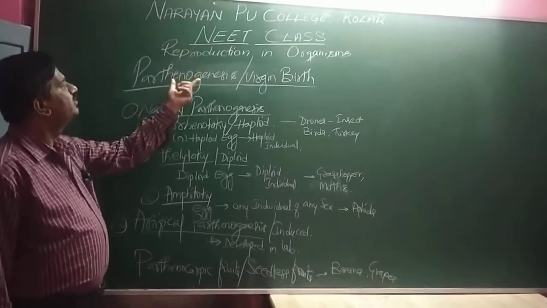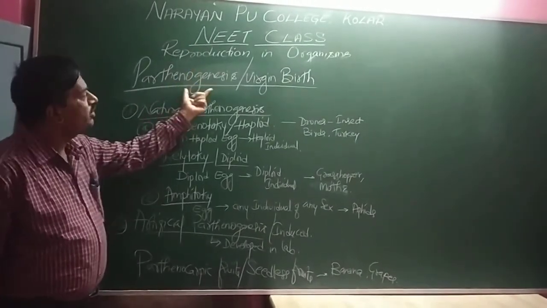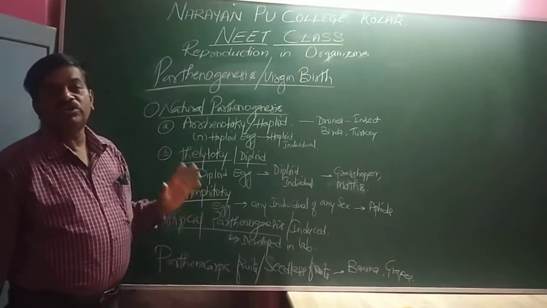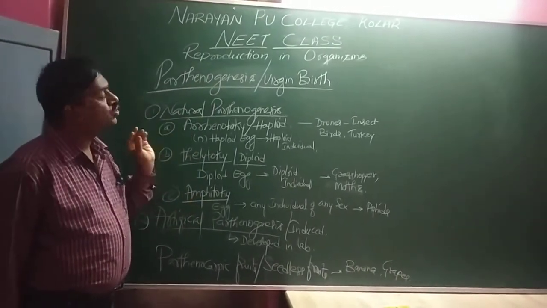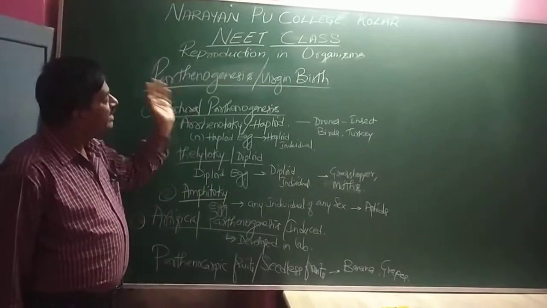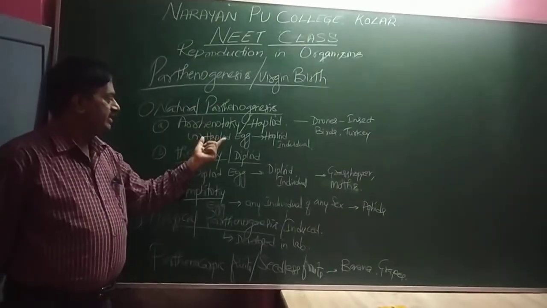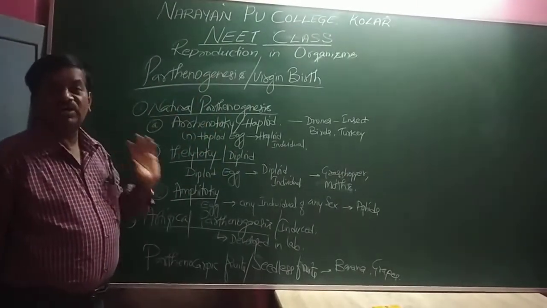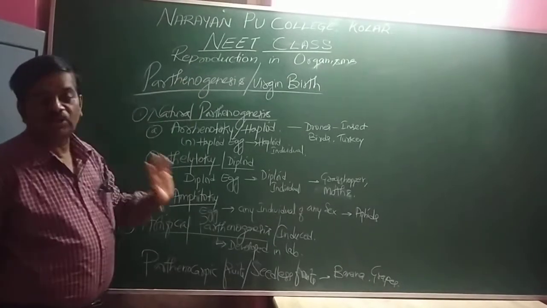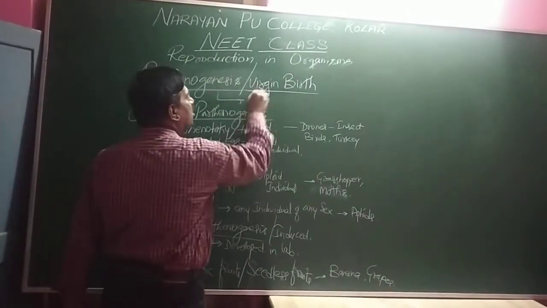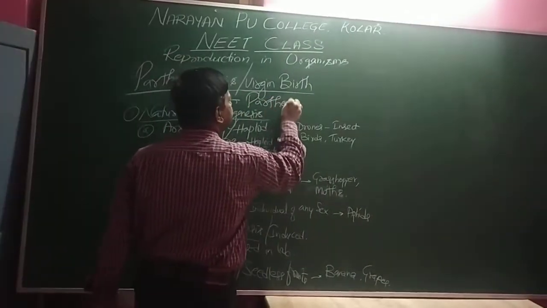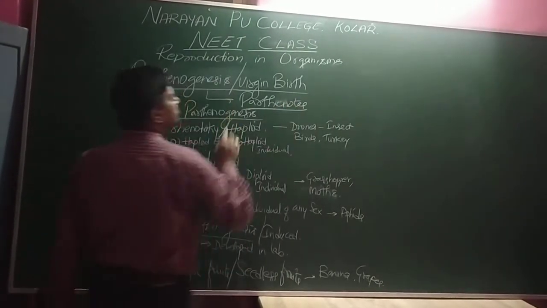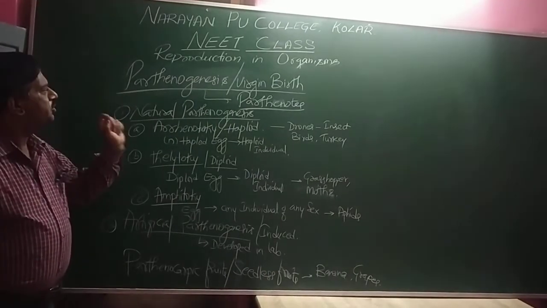Next, we'll start with parthenogenesis. Parthenogenesis is nothing but virgin birth. Here, without fertilization, the young ones are produced. Here, the egg cell develops into a male or female without fertilization, hence it is called parthenogenesis. The young ones are called parthenotes.